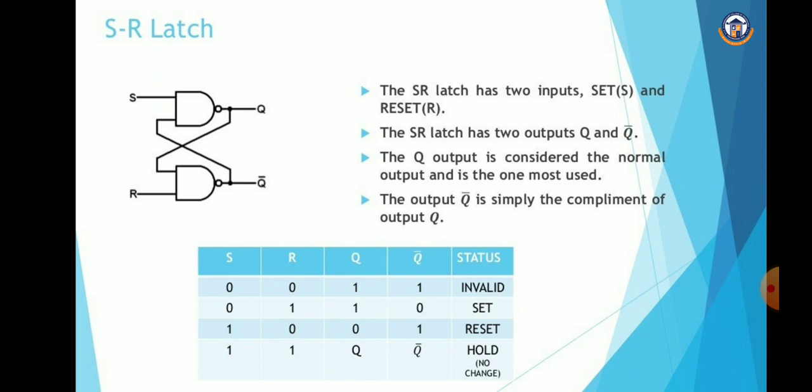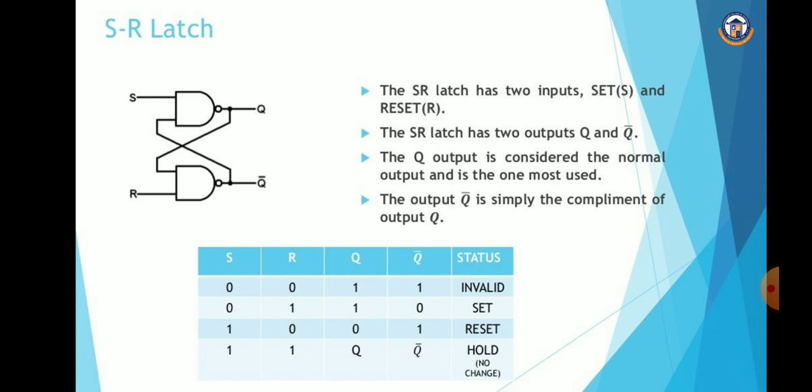This is the logic diagram of the SR latch, and we have the inputs 0 0, 0 1, 1 0, and 1 1. We get the outputs on Q and Q bar. For 0 0 input we get an invalid output. For 0 1 input we can set a 1 output at the Q bar. For 1 0 input we get a reset function. For 1 1 that is a hold function, so that is no change. Whatever the input we get in the SR, we get the same in the output side.